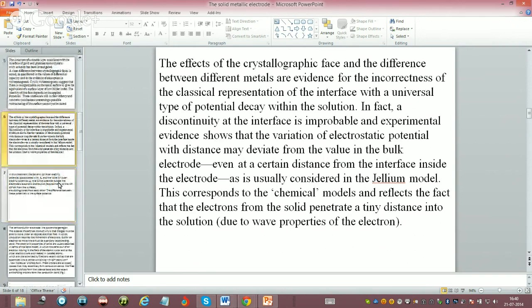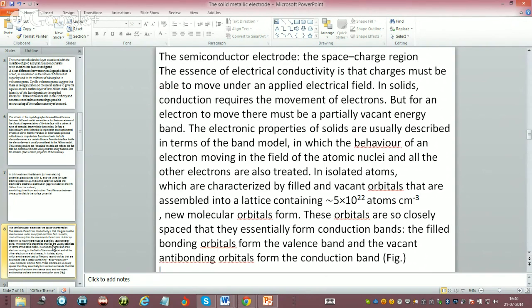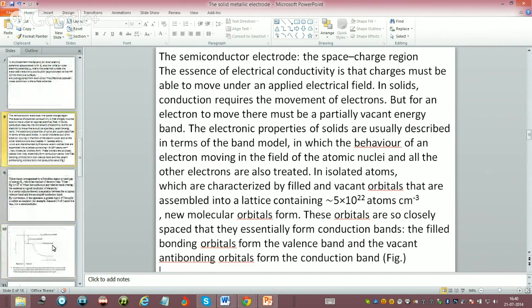Now quickly looking at this, in this treatment, the galvanic or inner electronic potential associated with the Fermi energy and the Volta outer electron potential, that is the potential outside the electrode electronic distribution, approximately at the inner Helmholtz plane, 10 to the minus 5 centimeters from the surface, are distinguished from each other. I will show you a picture and tell you. The difference between these potentials is called the surface potential. Maybe we'll take a picture of that, then only we'll be able to understand this.